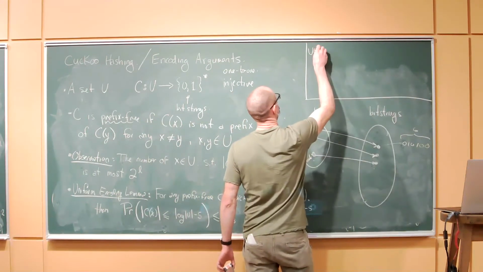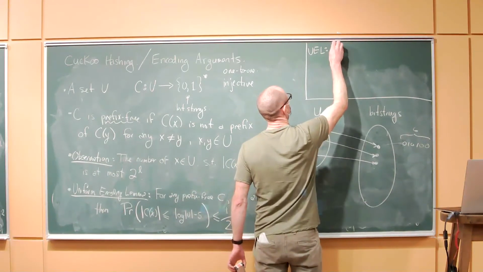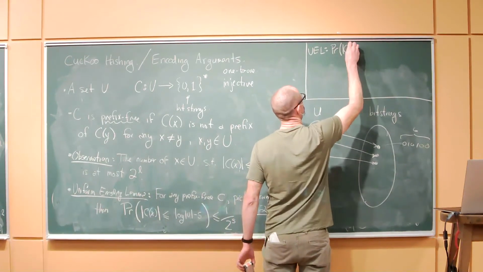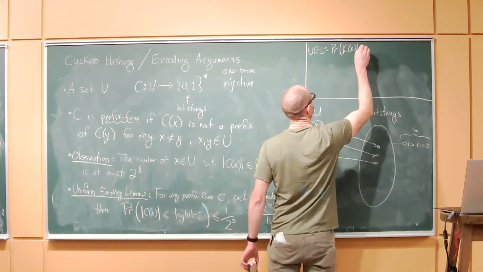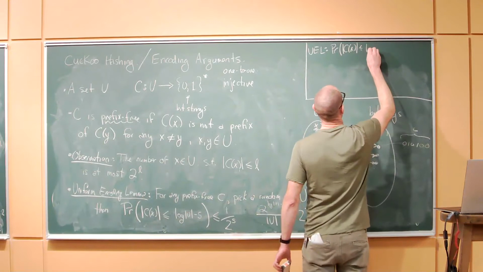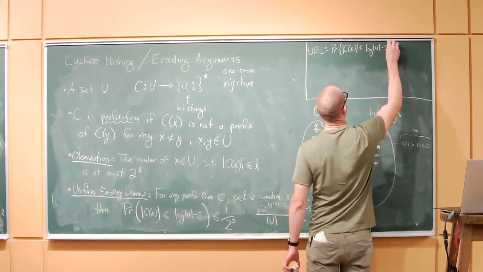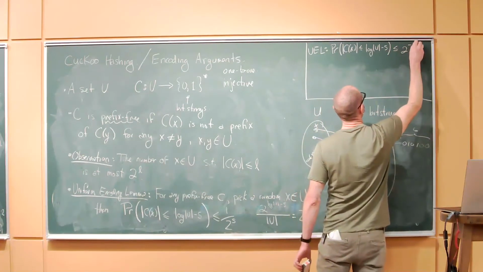The uniform encoding lemma: the probability that the length of the code word for random x is less than or equal to log of U minus S is less than or equal to 2 to the minus S.